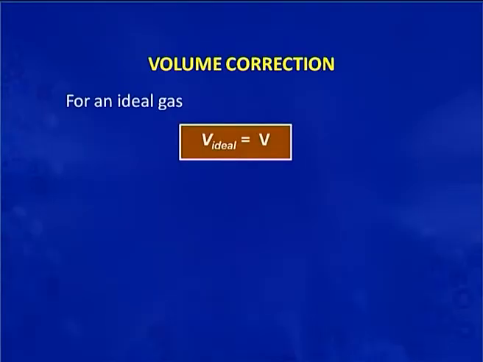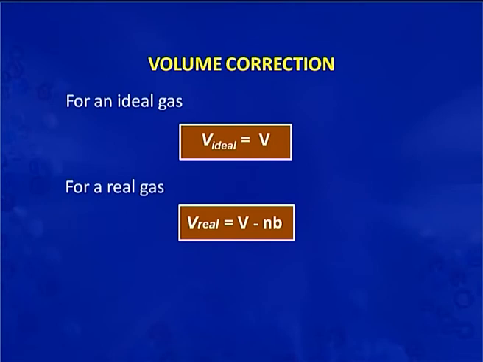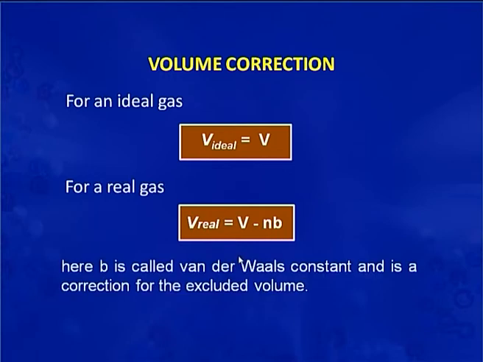Now, for an ideal gas, the volume of the container is equal to the volume available to the gas. But in case of a real gas, it is not like that. In that case, it is less than the volume of the container. So, now we can write V real is equal to V minus nb. Here b is called another van der Waals constant and it is a correction for the excluded volume.